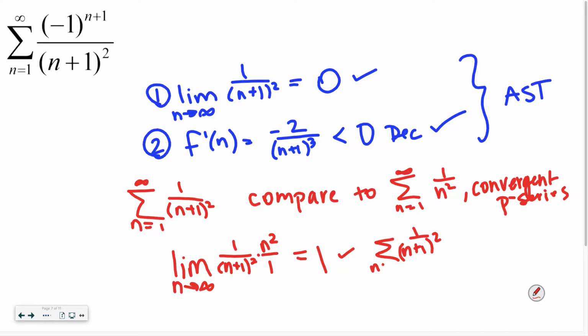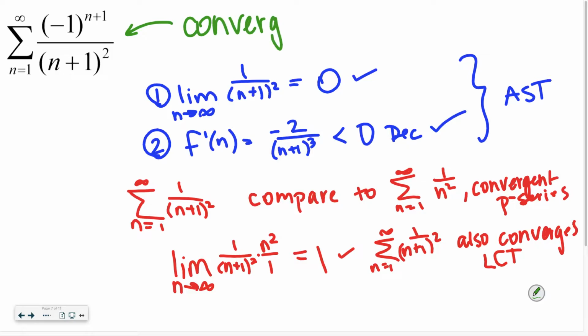So we know that 1 over n plus 1 squared also converges by the limit comparison test. So I'm going to come back here, and we know that this guy converges absolutely.